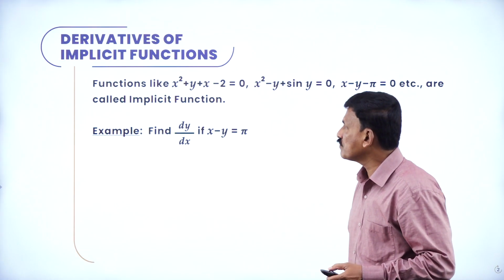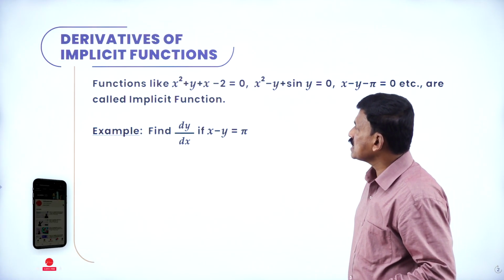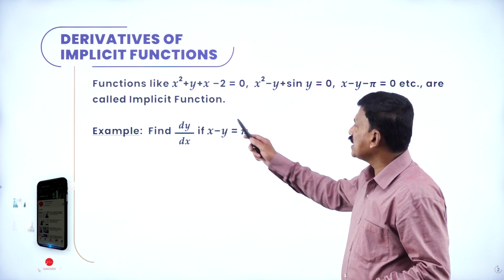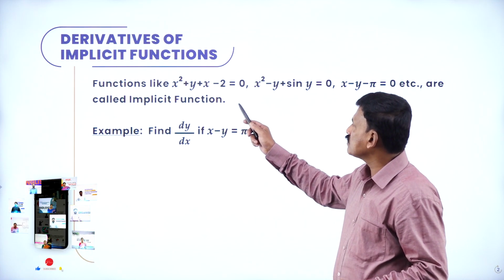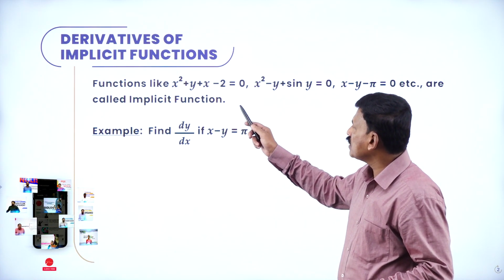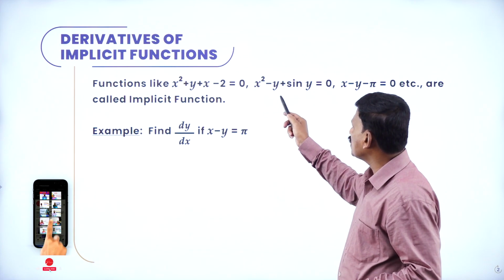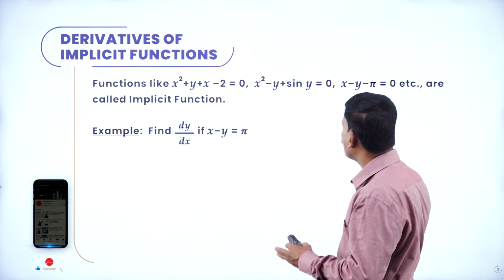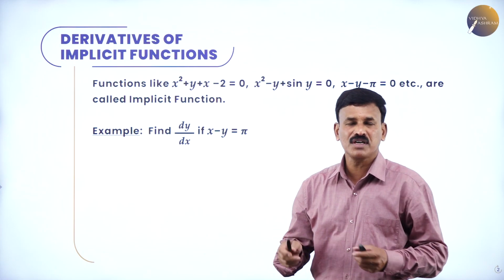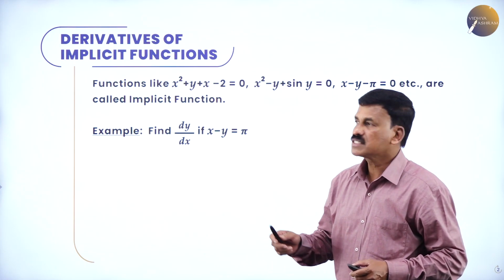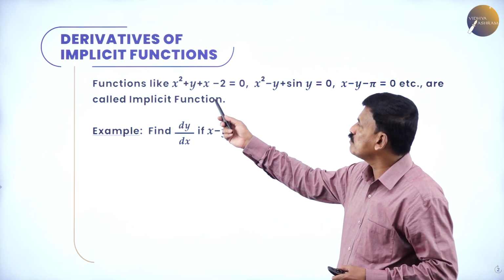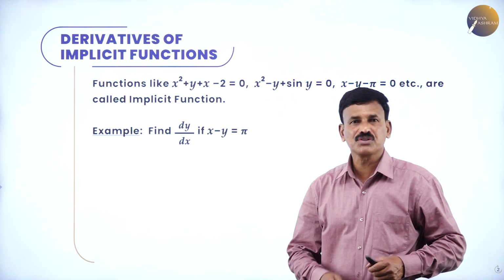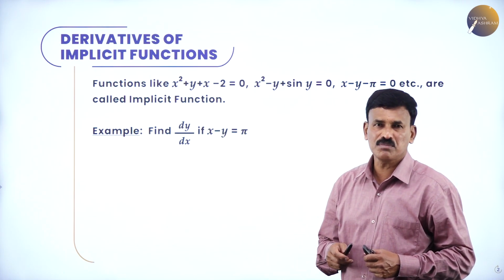Now let us come to the first method. Functions like x square plus xy plus y, or x square plus y plus x minus 2 is equal to 0, or x square minus y plus sin y is equal to 0. Suppose it contains mixed variables x and y, such a type of functions are called implicit functions. Now today I am going to discuss the derivative of an implicit function.